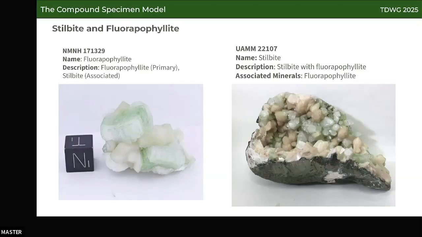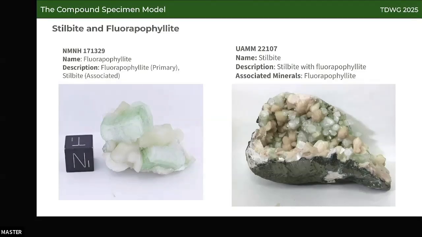And what had to happen is this specimen, the compound model wasn't available. And so the curator, collection manager had to pick one and only one. So they went with fluoroapophyllite. Although if you look at it, it's fairly equal proportional. And in that particular location, it's very popular for both fluoroapophyllite and stilbite.